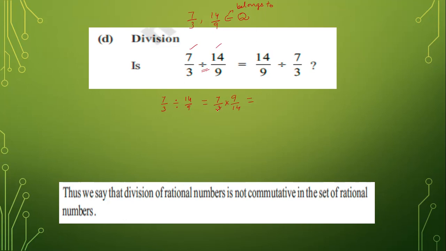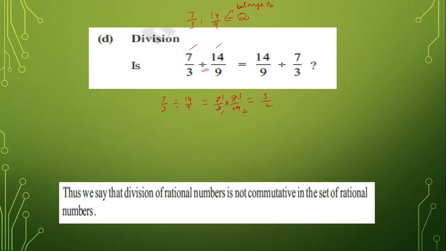Now you observe it. 3 ones are 3, 3 threes are 9, simplification. 7 ones are 7, 7 twos are 14. What do we get? 3 by 2. In the first instance, we took 7 by 3 and 14 by 9, we do the division, and the quotient is 3 by 2.